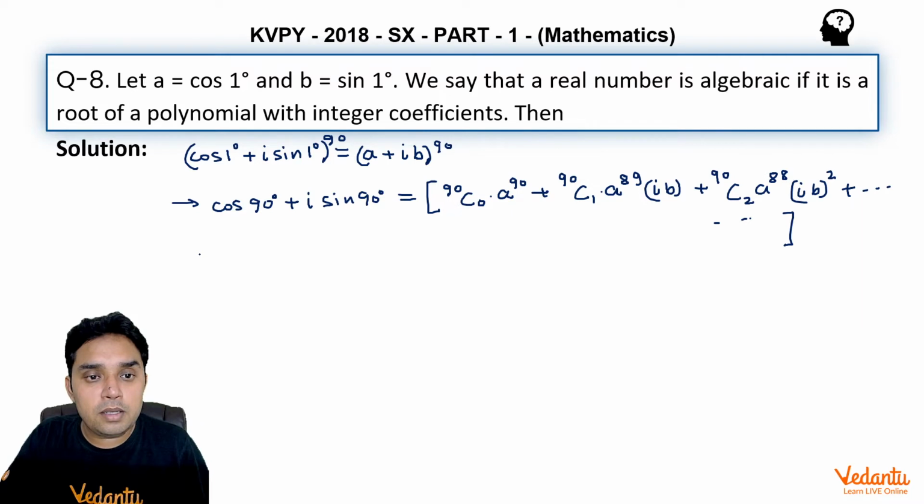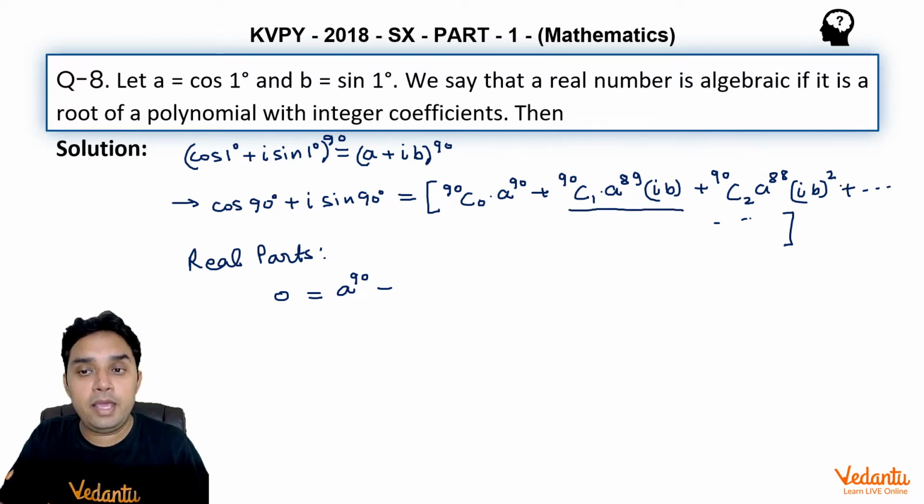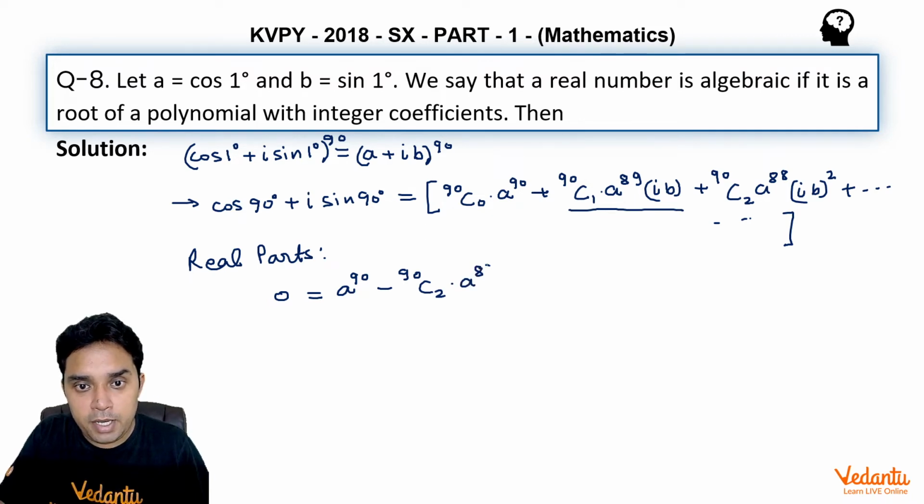Now compare real part on both sides. We get 0 on the left hand side and on the right hand side it will be A power 90. Now it will be the third term that will be there in the real part, because here we can see iota. Third term will be having minus sign because iota square is -1. So we get 90C2 into A power 88 into B square. Next term could be 90C4 A power 86 into B power 4 and so on and so on.